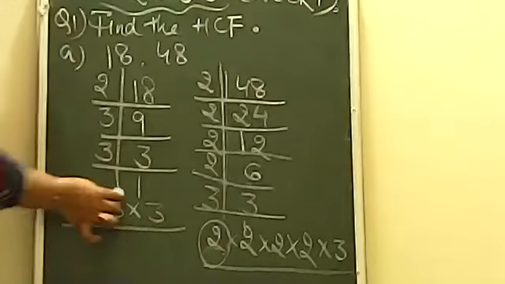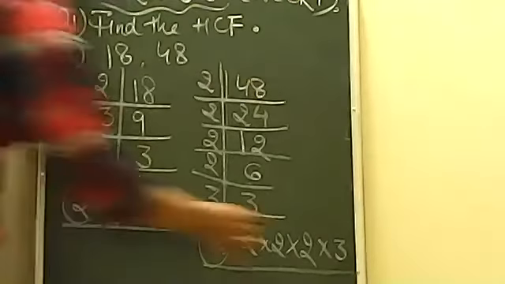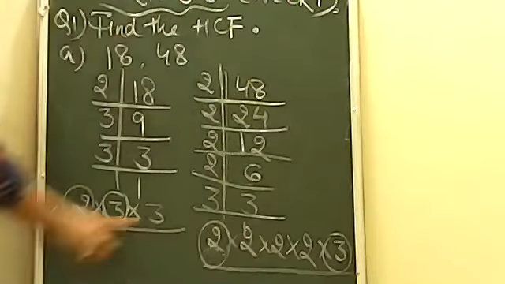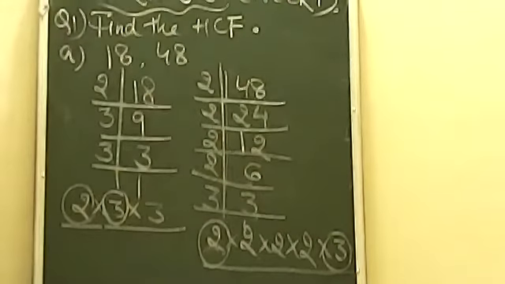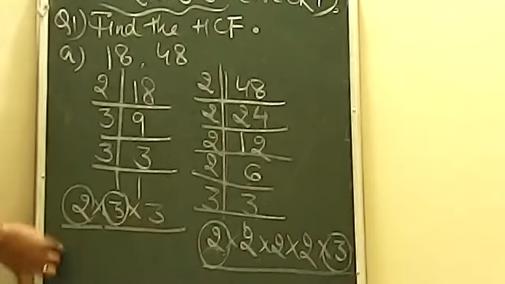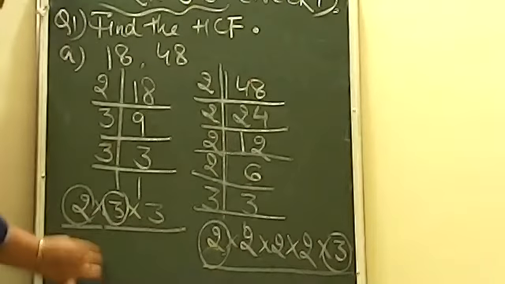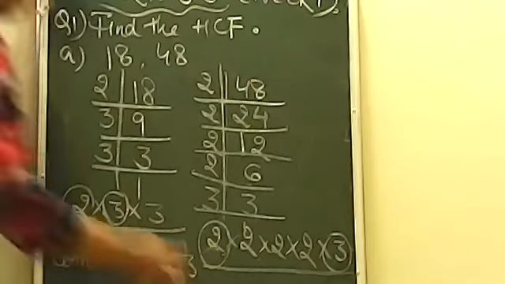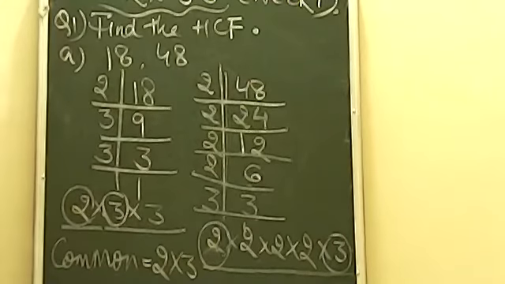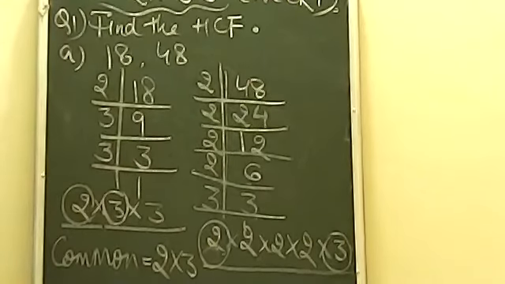Now the next number is 3. 3 is here also and 3 is here also. Now we have more 3 here, but it is here and not there, so we cannot take it. So now the common is 2 and also 3. So 2 into 3 is the common factors over here.